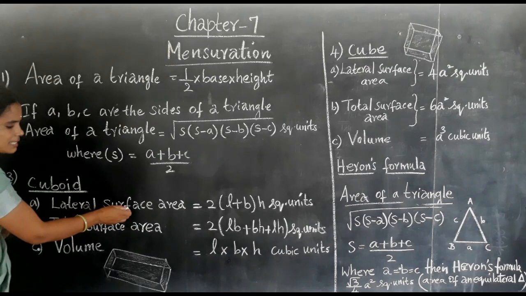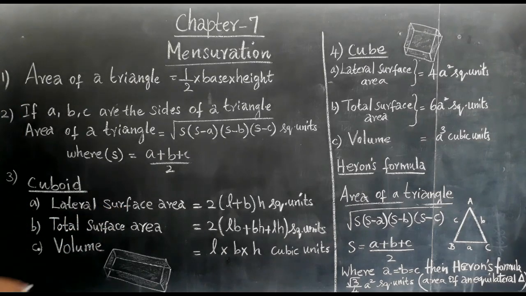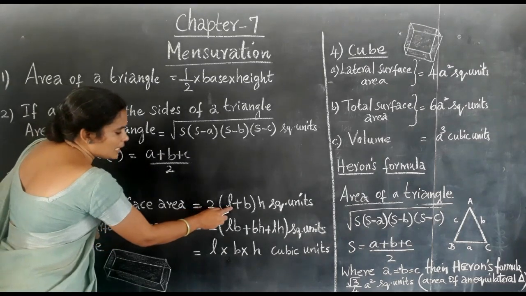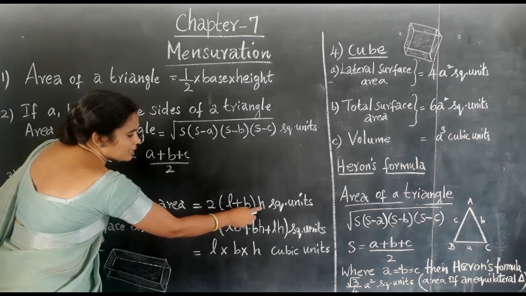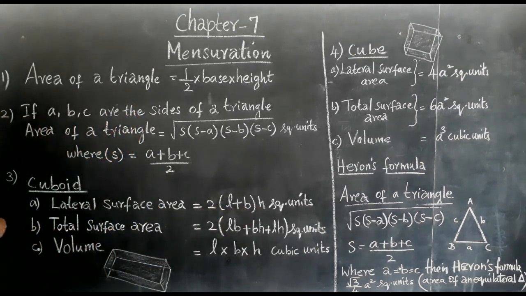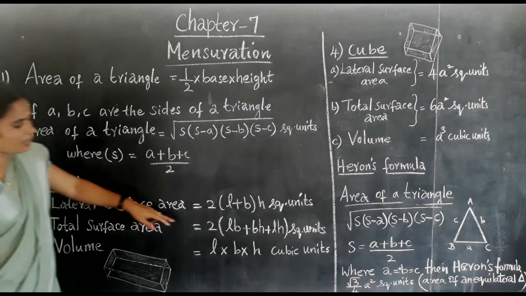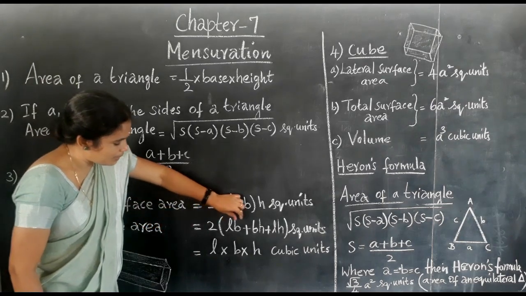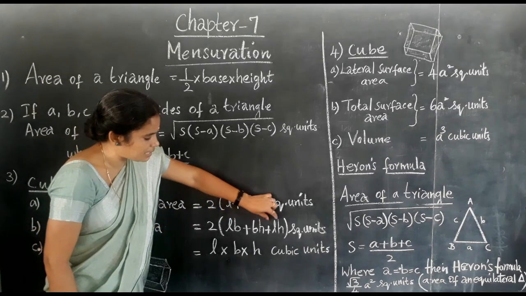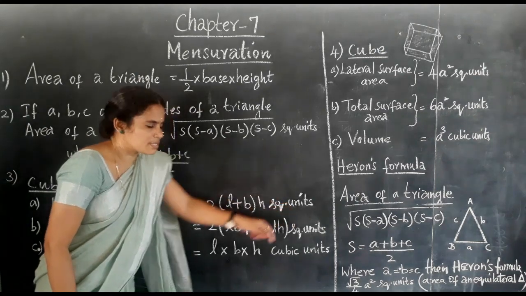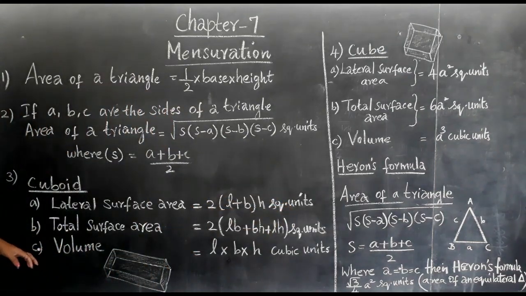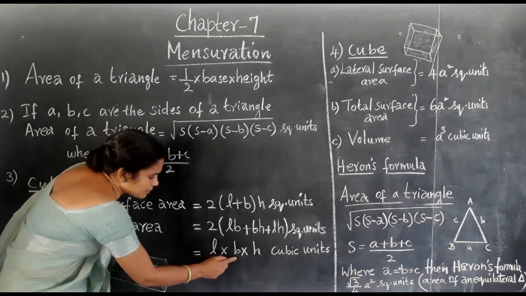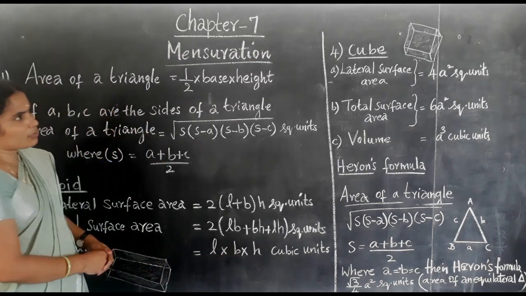Lateral surface area is otherwise called curved surface area, and the formula is 2 into length plus breadth multiplied with height square units. And the total surface area is equal to 2 into length into breadth plus breadth into height plus length into height square units. And the volume of a cuboid is equal to length into breadth into height cubic units.